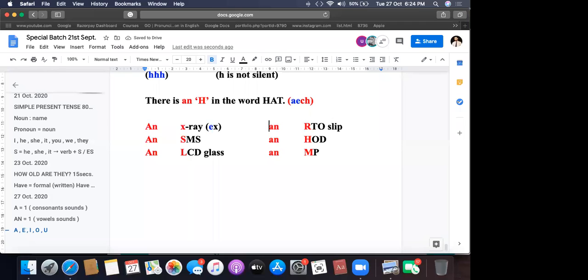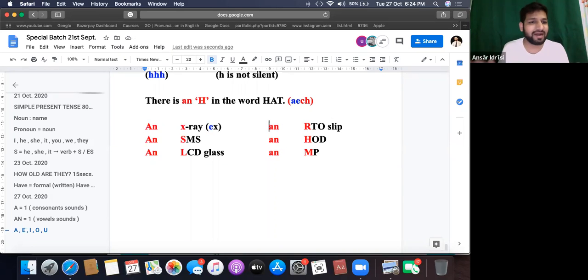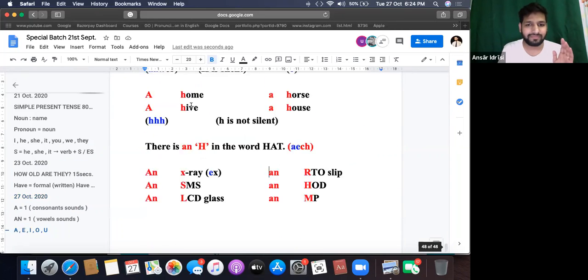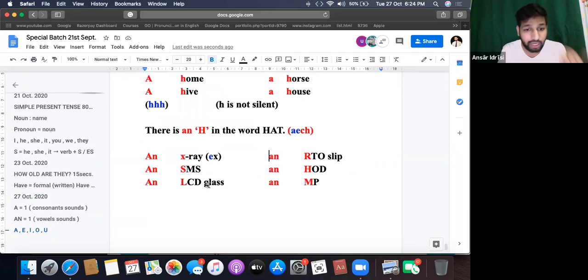Ultimately, our rule will be running on the sound, not on the written English. So whenever there is a vowel sound, we are going to use "an". Vowel sound matters a lot. Whenever there is a consonant sound, we are going to use "a". These are the words which are starting with consonants, and we are going to use "an", not "a".